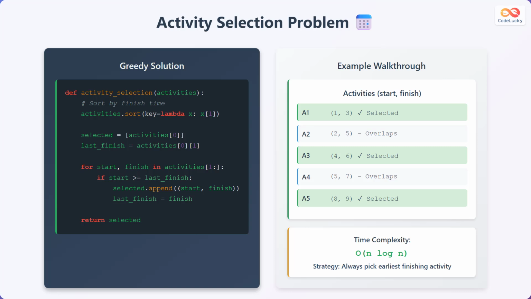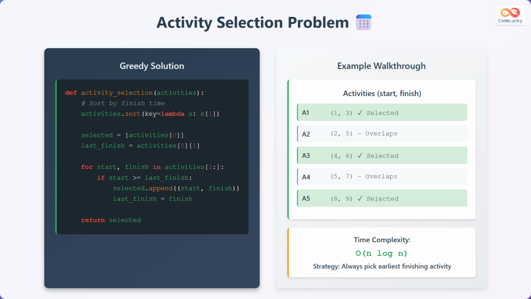Activity 1 from 1 to 3 is selected first. Activity 2 from 2 to 5 overlaps and is skipped. Activity 3 from 4 to 6 is selected as it starts after Activity 1 ends. Activity 4 from 5 to 7 overlaps with Activity 3. Activity 5 from 8 to 9 is selected as it doesn't overlap.